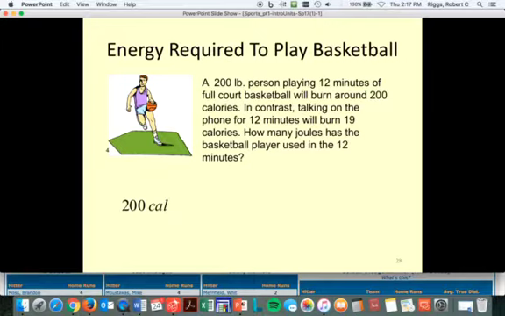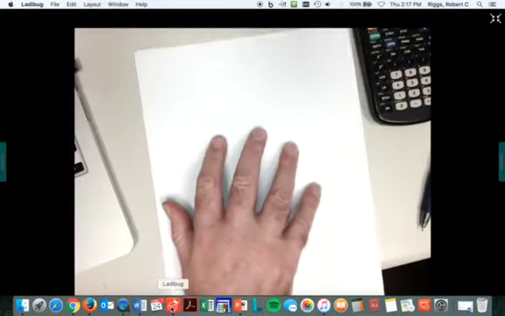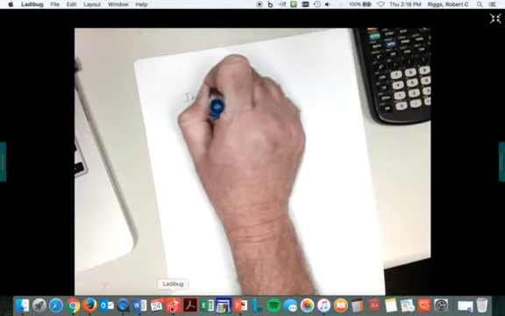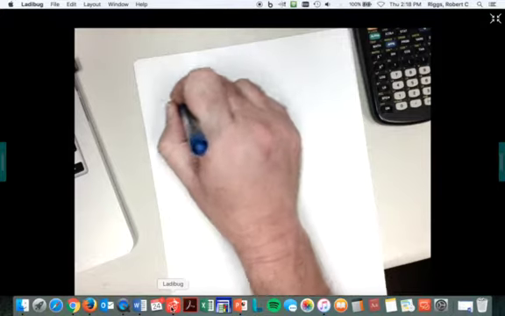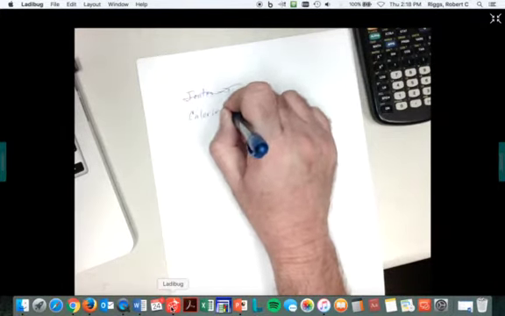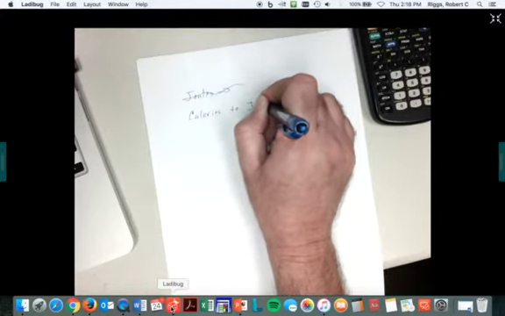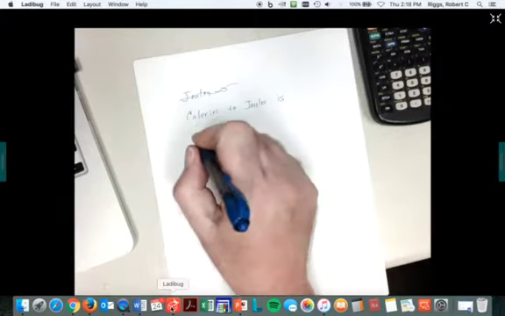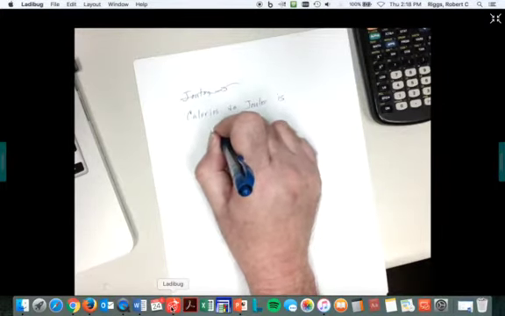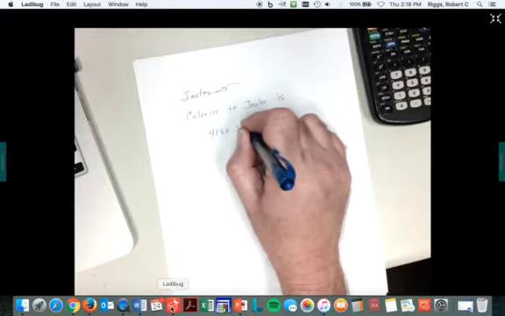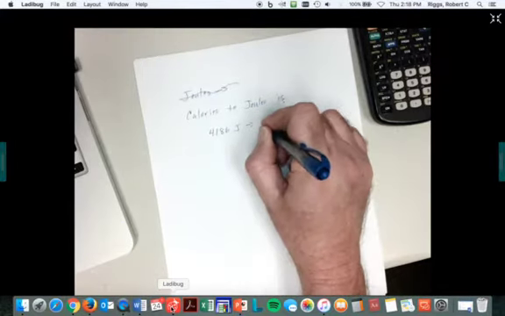So let's convert to joules. First of all, you need to know what the conversion is. And here's the conversion, calories to joules: there's 4,186 joules in one calorie.